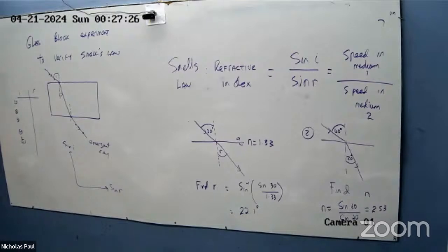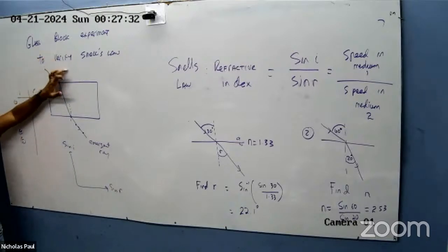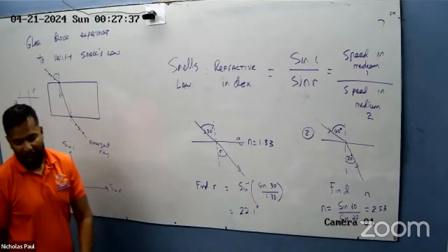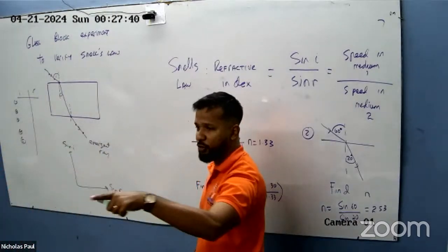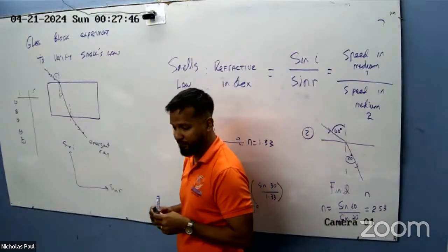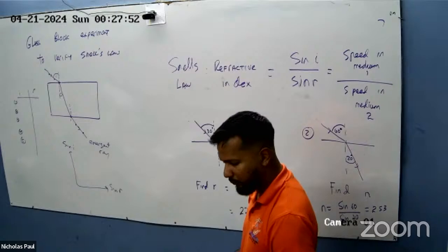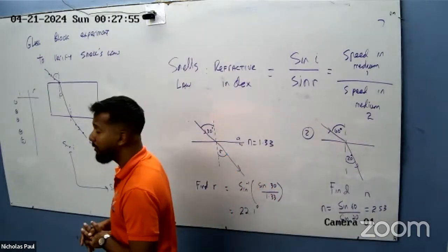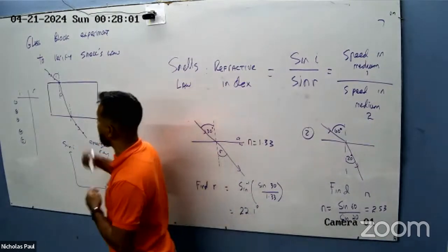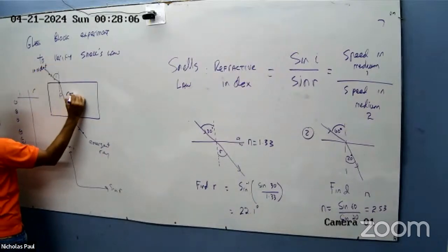So jot down what you need. We're going to do this next week. I want you to read up on the glass block experiment to verify Snell's law. Next week I'll put you in groups, and we will try this and find the angle of refraction. Make a note of it. I want you to pay attention to the emergent ray. This is your incident ray, and this is your refracted ray.